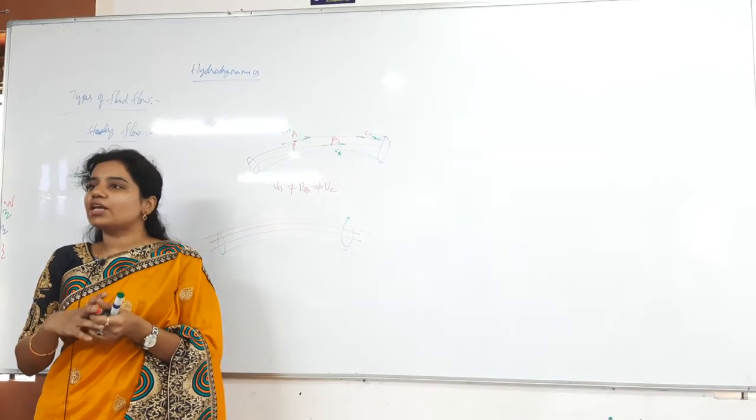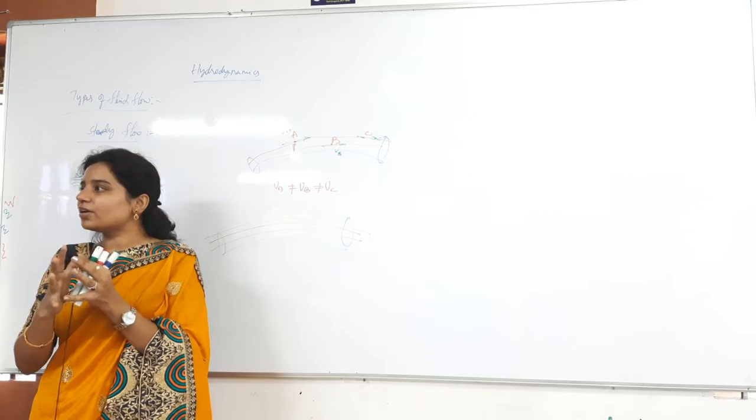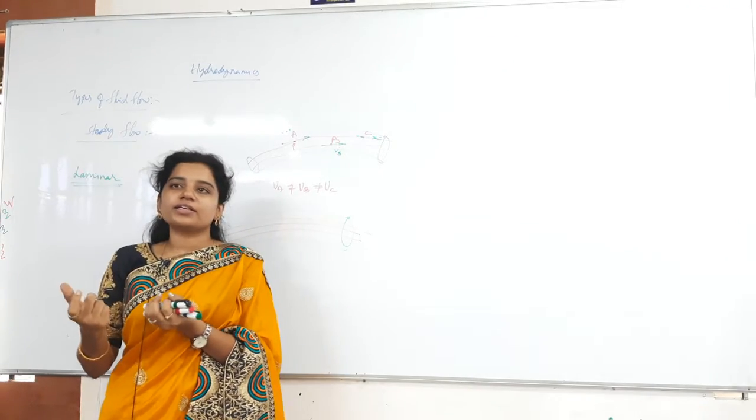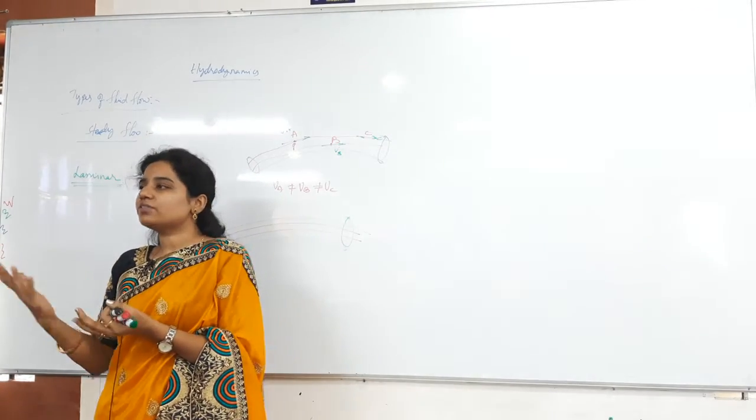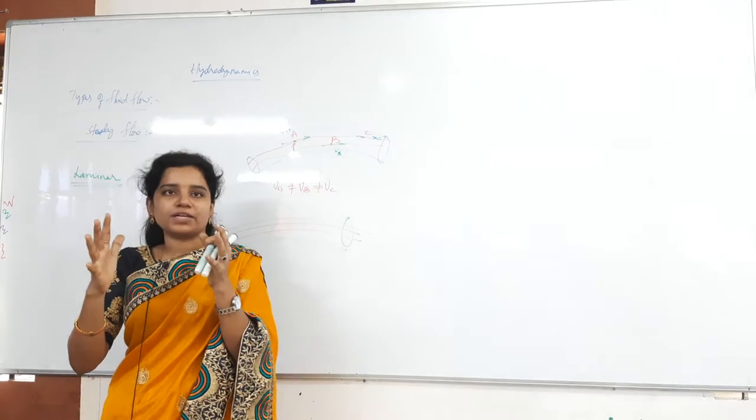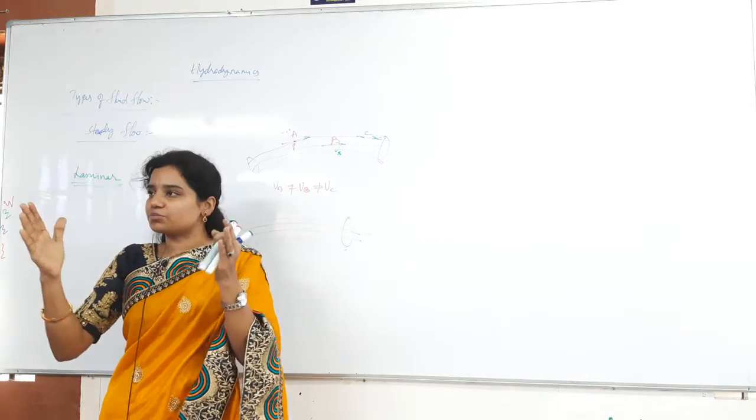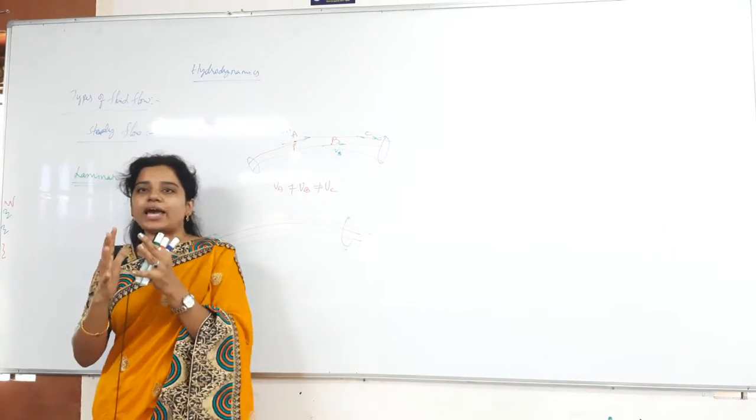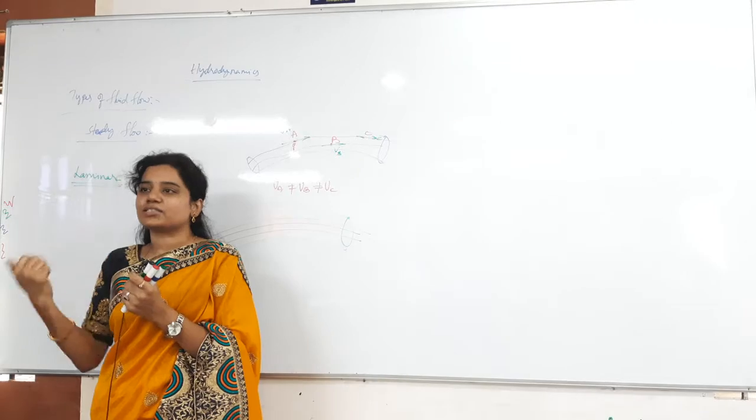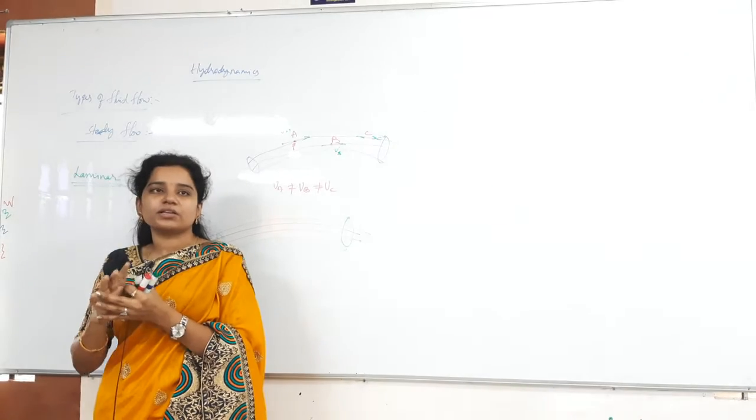Whenever you are compressing something, what happens? Density will change. Whenever you are compressing a gas, density will increase. So whenever the density of the fluid is changing, we can say it is compressible. If it is not changing, we can say it is incompressible. For example, I am compressing a spring. Density between the spring layers will increase. When you compress a gas, volume decreases and then density increases. So density changing means compressible, and density not changing means incompressible flow.